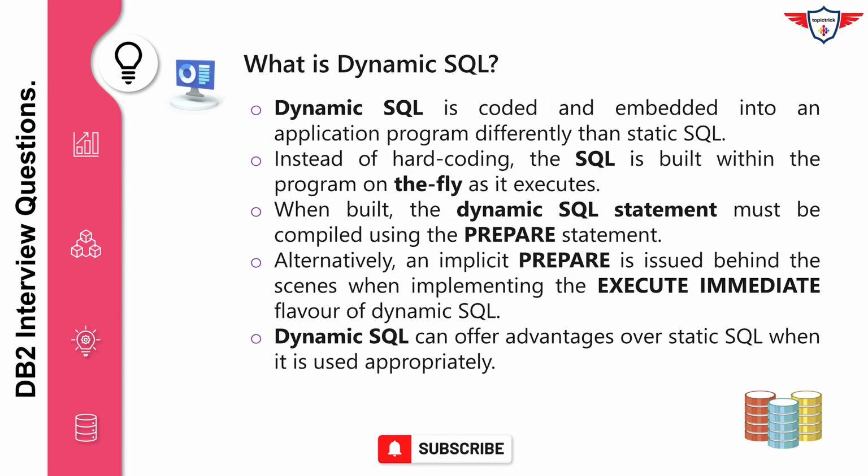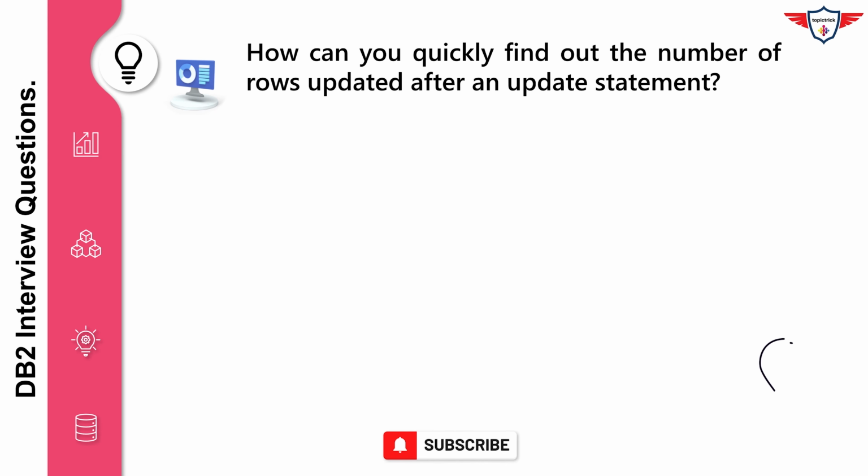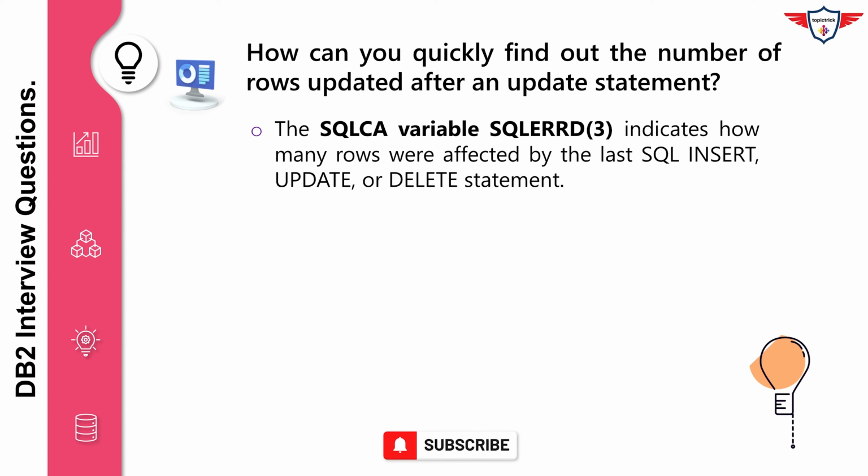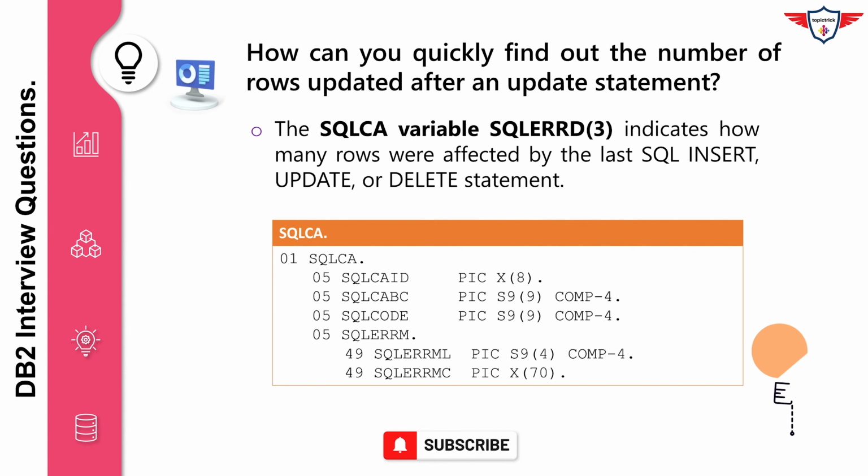How can you quickly find out the number of rows updated after an update statement? The SQLCA variable SQLERRD3 indicates how many rows were affected by the last insert, update, or delete statement.